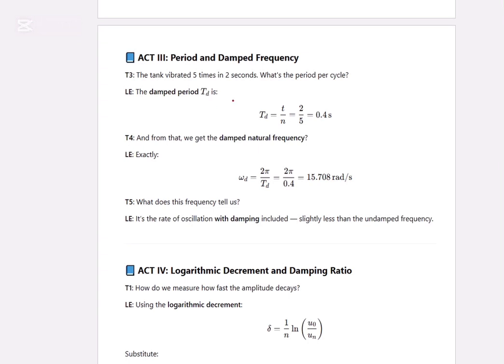The tank vibrated 5 times in 2 seconds. So what's the period per cycle? It's 0.4 second. From that we get the damped natural frequency. What does this tell us? It's the rate of oscillation with damping, slightly less than the undamped frequency.